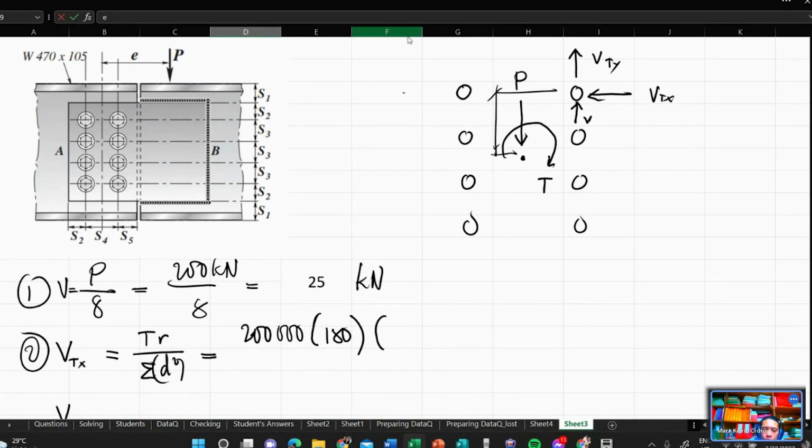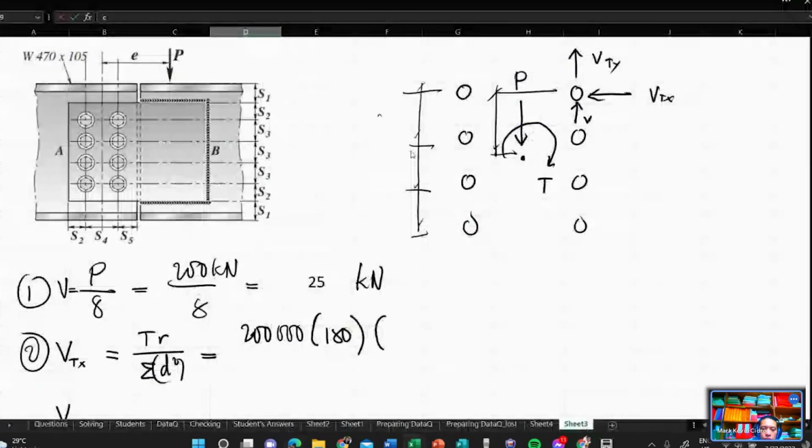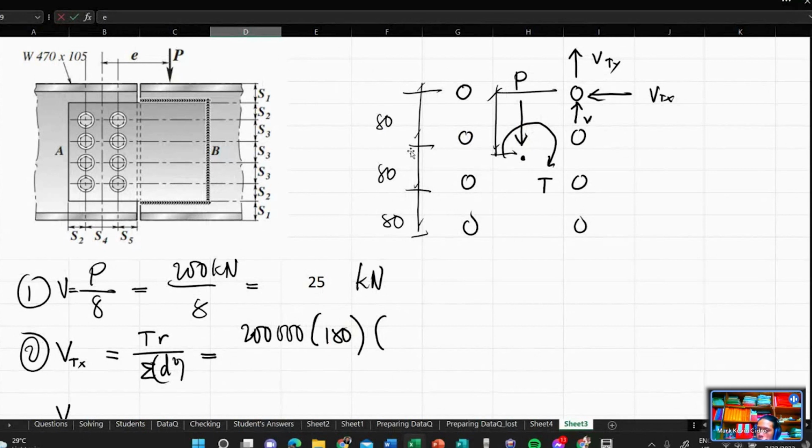Let's determine the value of that distance. This is S2, right? S3 pala. S3, S3. What's the value of S3? S3 is 80. So the distance from the centroid is 80 plus 40, that is 120. So you have your 120 there.